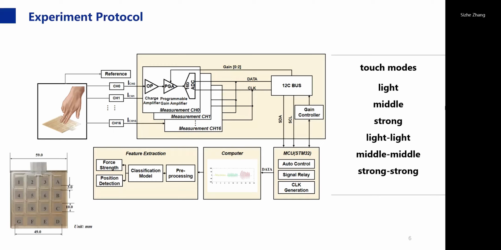Second, they were asked to carry out multiple touch events by using 2 fingers simultaneously. We found that it is hard to precisely control the strength of 2 fingers at the same time. Hence, we consider 3 cases: light, middle, and strong.